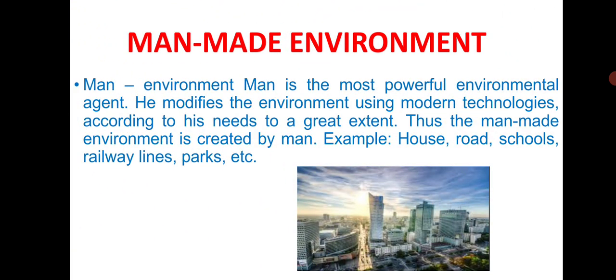The man-made environment is nothing but the environment created by man. So we know that man is a powerful environmental agent. He can modify the environment using modern technologies according to his needs to a great extent. The examples are houses, buildings, construction of hospitals, railway lines, parks, etc.